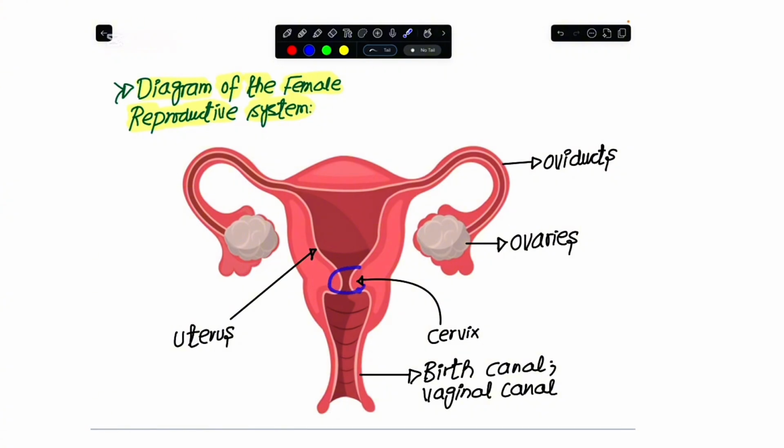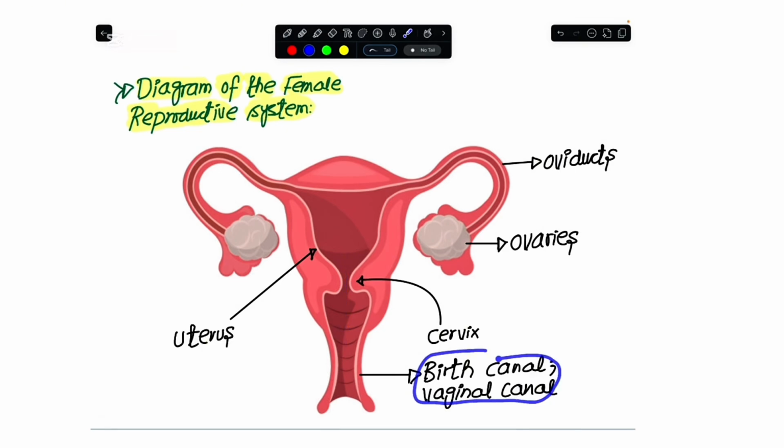If you look at this part, which is the cervix, this is a fibrous structure, and the role of the cervix is that when the baby is developing in the uterus, the cervix remains closed. At the time of delivery, the same cervix would widen or open up, and that would accommodate the passing of the baby, that is the fetus, and ultimately it would be delivered out of the birth canal.